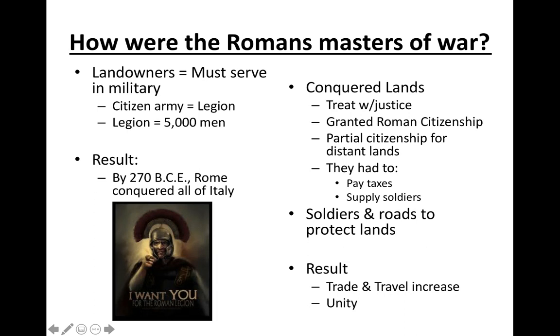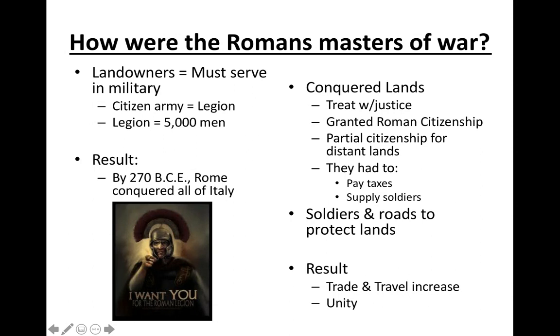We also look at the idea that the Romans become masters of warfare. Anyone who was a landowner in Rome was also required to serve in the military. And so they had a citizen army, and the citizen army was called a legion. A legion consisted of 5,000 men who were drafted into that war, or into that battle. As a result, by the year 270 BC, Rome had conquered essentially all of what we consider to be Italy today.